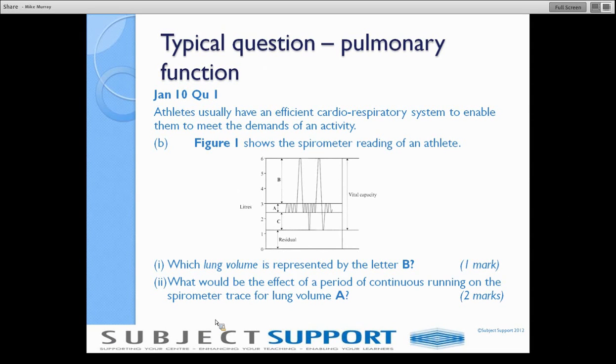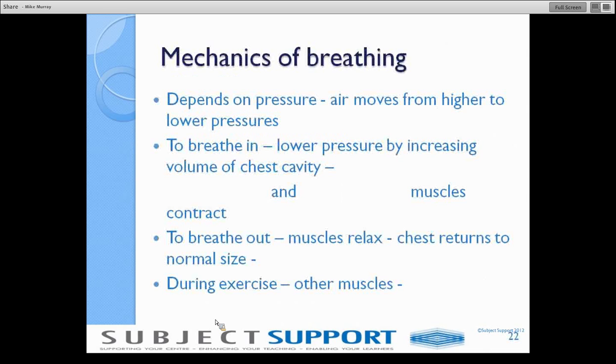So in terms of the lungs, the mechanics of breathing. Air moves from higher to lower pressures. It always does. So what we need to do is to change the pressure inside the chest, and we do that by increasing the volume of the chest. This is physics. If you increase the volume of the chest, you'll lower the pressure. We increase the volume of the chest by breathing in. And we breathe in by getting the diaphragm to contract and the intercostal muscles to contract.